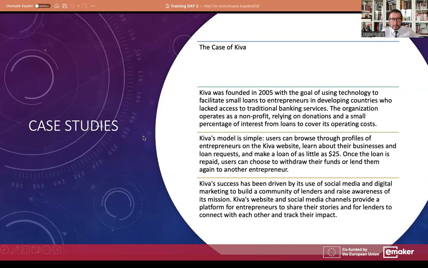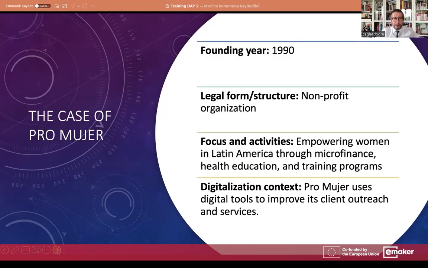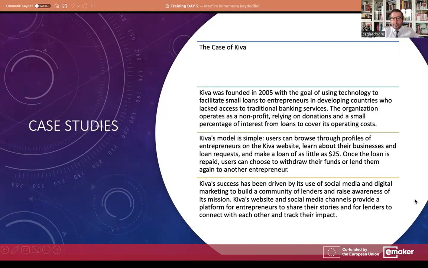Now we can talk about some case studies, like, for example, the case of Kiva. I will give some other case studies as well, like Nuru, Kiva, Promeasure, and whatever. Here, let's have a look at the case of Kiva as successful social digital entrepreneurs in order to shed light for us in the future.